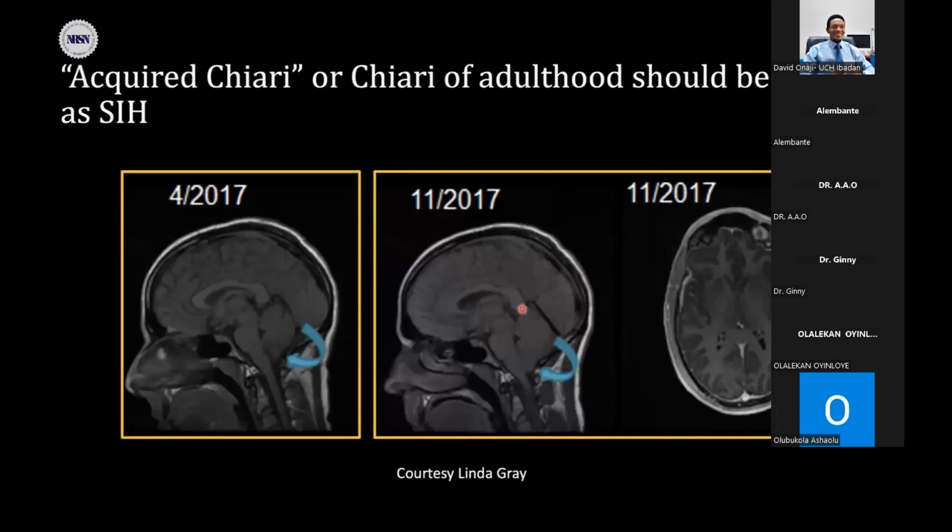In adults where we think that there's an acquired Chiari 1, you have to be careful, because typically there's nothing like an acquired Chiari 1. Most Chiari is in the young age, or children. So for an acquired Chiari, you have to make sure that you're ruling out SIH as the cause.